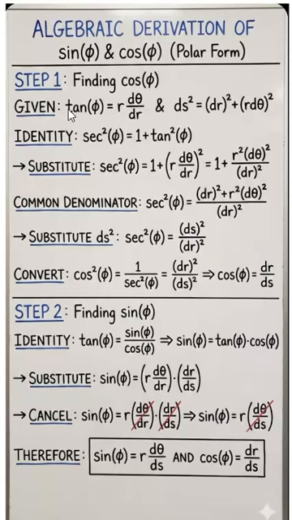Before going to the pedal equation, we should know how to derive sin phi and cos phi. Using previously known things, we already know that tan phi is equal to r d theta by dr, and ds square is equal to dr square plus (r d theta) whole square. We already proved this in the previous classes.